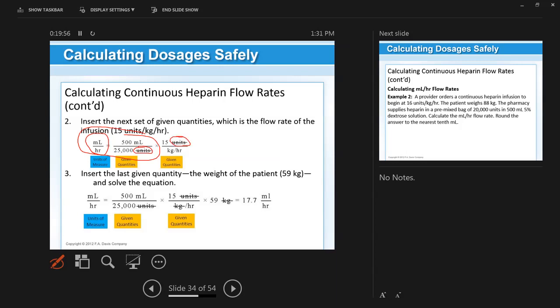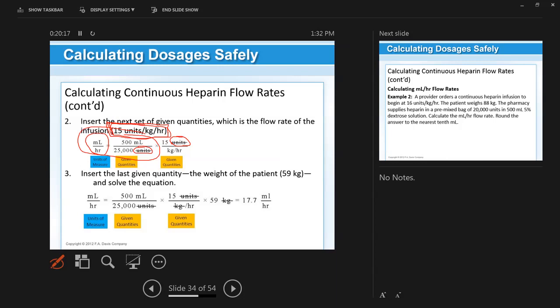Now I want to look to my problem and see what from my problem talked about units. Well, my healthcare provider told me that I was going to give 15 units per kilogram per hour. I'm not an advanced practice nurse that can prescribe or change orders, so I know that this needs to stay together. 15 units per kilogram per hour.